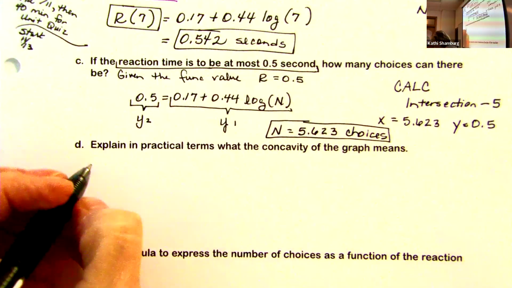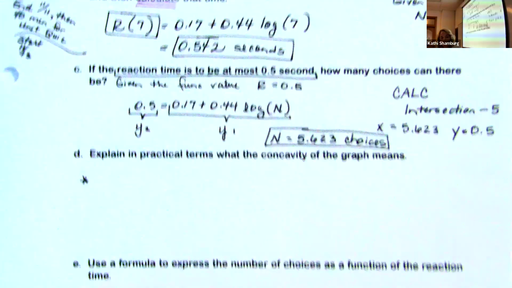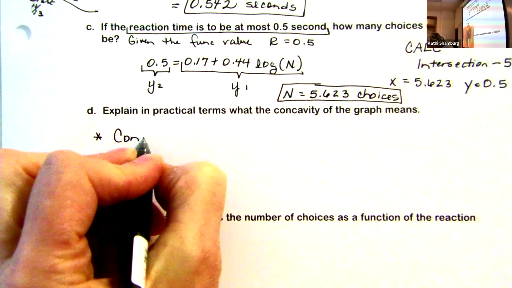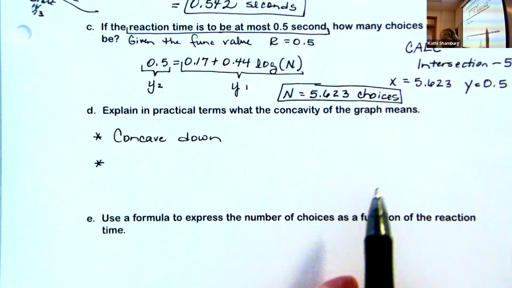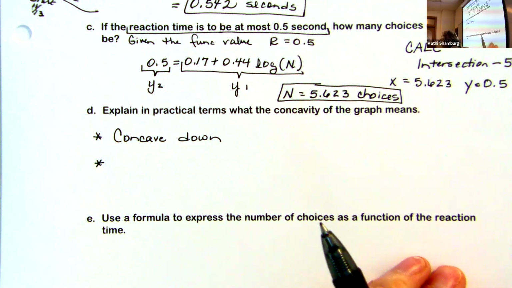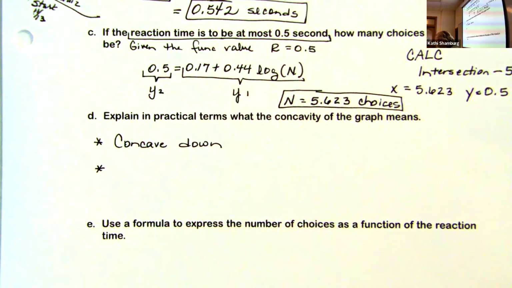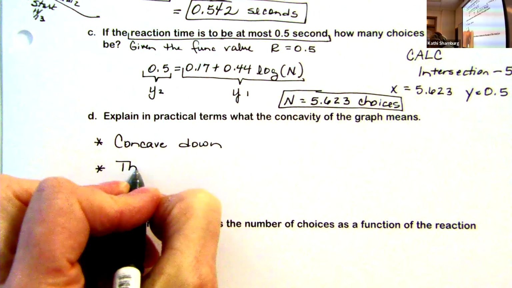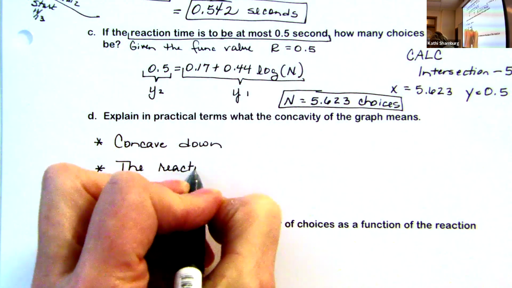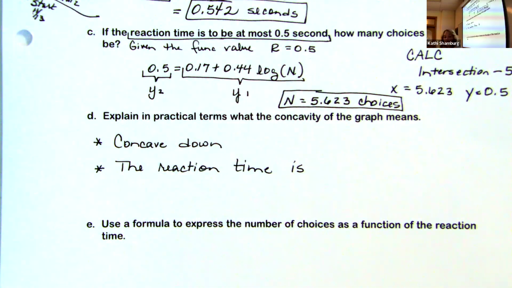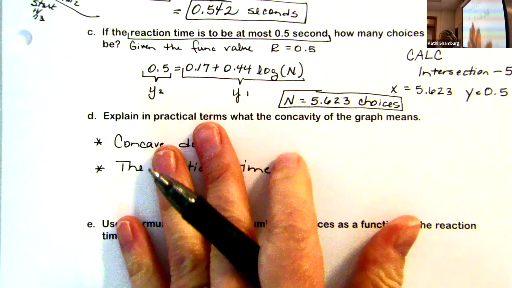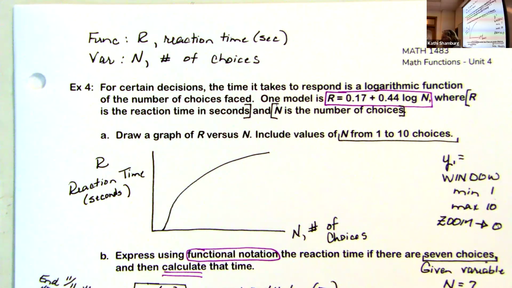Explain in practical terms the concavity. Okay, so if we look at our picture, what is that concavity? Concave down. And so we're going to explain in practical terms. So we're explaining the function. And if you look at the very top of the page, we define the function as the reaction time. And now, based upon your graph, what is it doing? Decreasing. I don't think it's decreasing. I mean, increasing. Increasing at a decreasing rate.